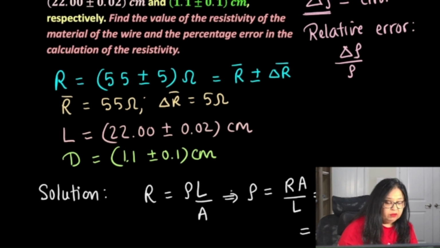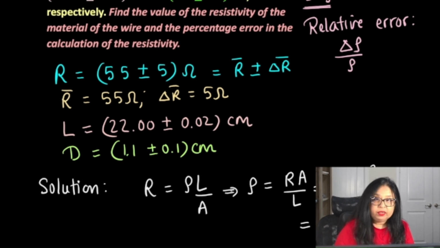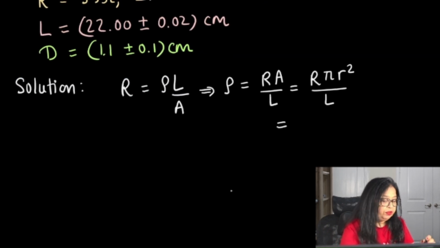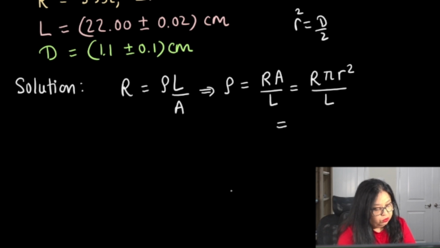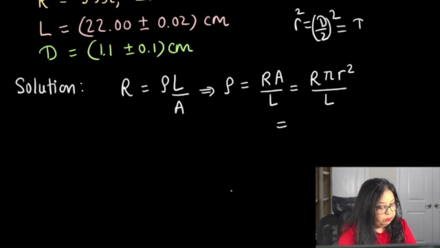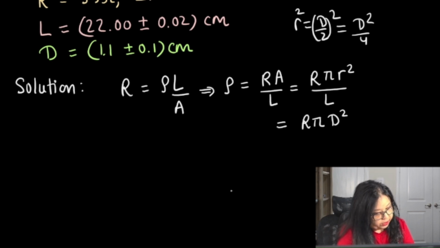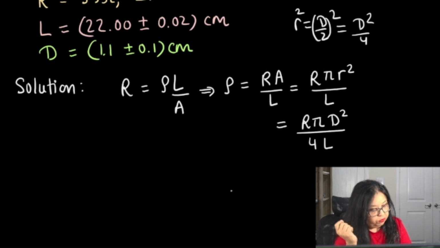Now, we're not given the value of the radius, we're given the value of the diameter. So I'm going to write down this radius in terms of the diameter. We know that radius r equals d over 2. So if I square the radius, I have to square d over 2, which gives me d squared divided by 4. So in place of r squared, we're going to substitute d squared over 4. Let's go ahead and do that. Rho equals R times pi d squared over 4L.